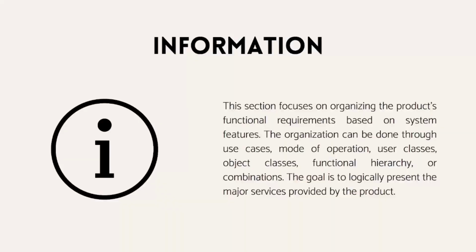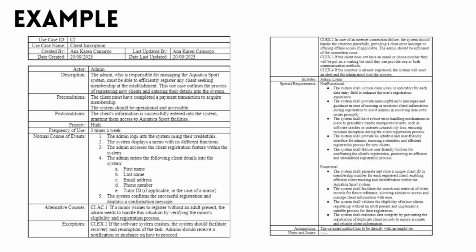In this section, we organize the product's functional requirements by system features using methods like use cases, mode of operation, user classes, object classes, functional hierarchy, or combinations. The aim is to logically present the major services offered by the product. As an example, we have the use case of the client description of our system. This includes some requirements and some other information that needs to be involved in the feature.